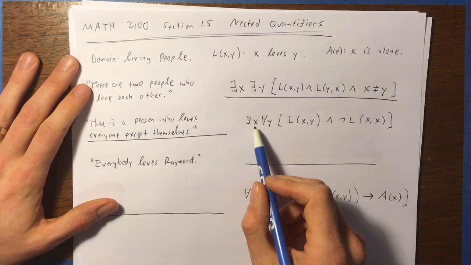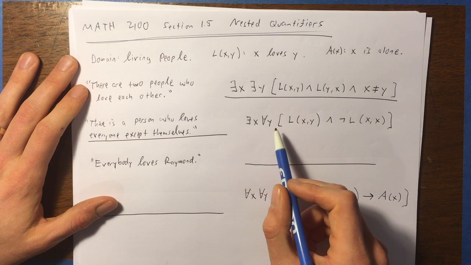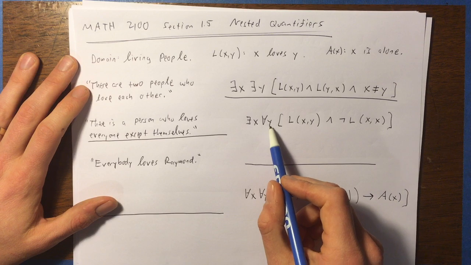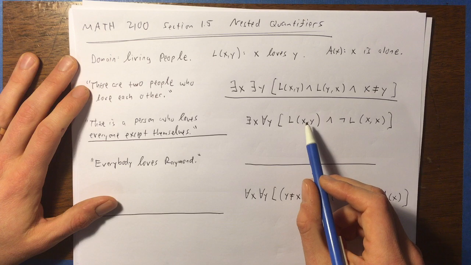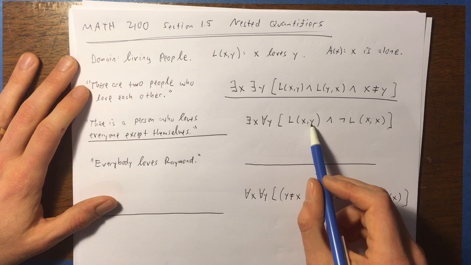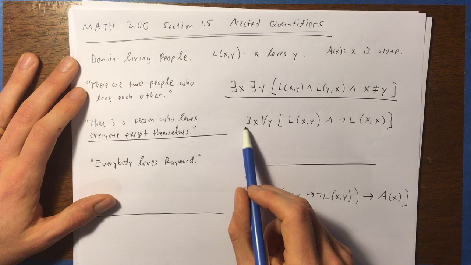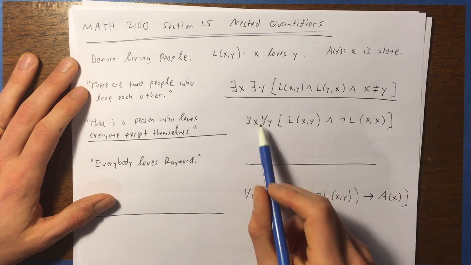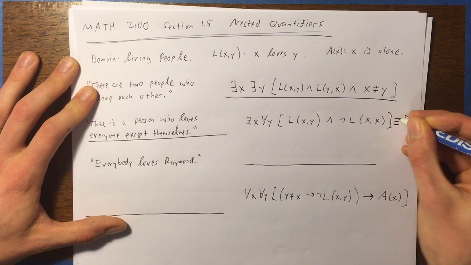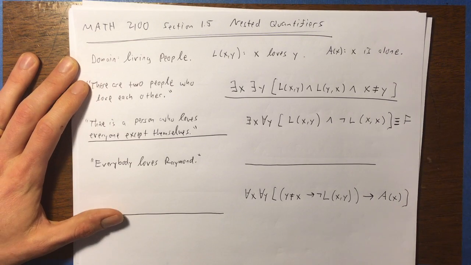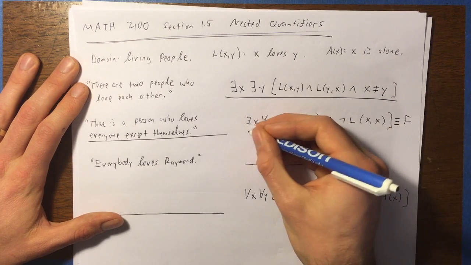So no matter which X human you pick, this needs to be satisfied for all Y, and then when X and Y are equal to each other, L of XX and not L of XX is false. So actually, this is not satisfied by any person. This whole thing is equivalent to false. It's a contradiction. So that was a mistake on my part. I'll write down a different version, which was what I kind of meant to say.